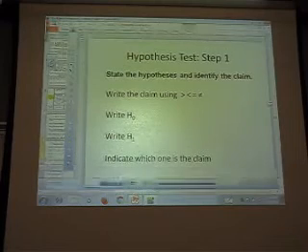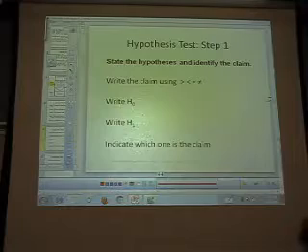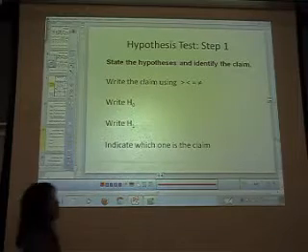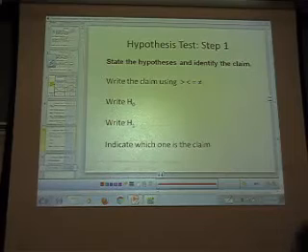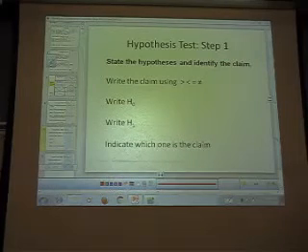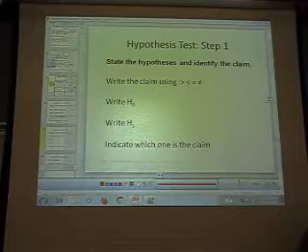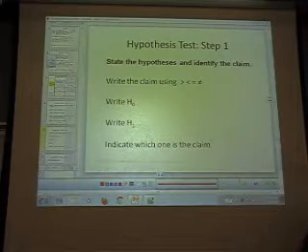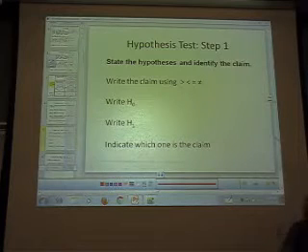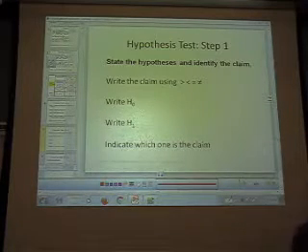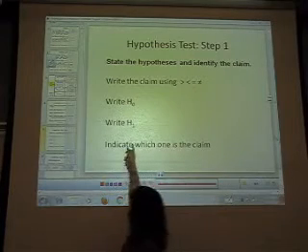Step 1, figure out what your hypothesis is. Write your claim using greater than, less than, not equal to, or equal to. Write H naught. H naught is always, always, always that p or mu equals. The null hypothesis is always that mu or p equals. No difference. Null difference.